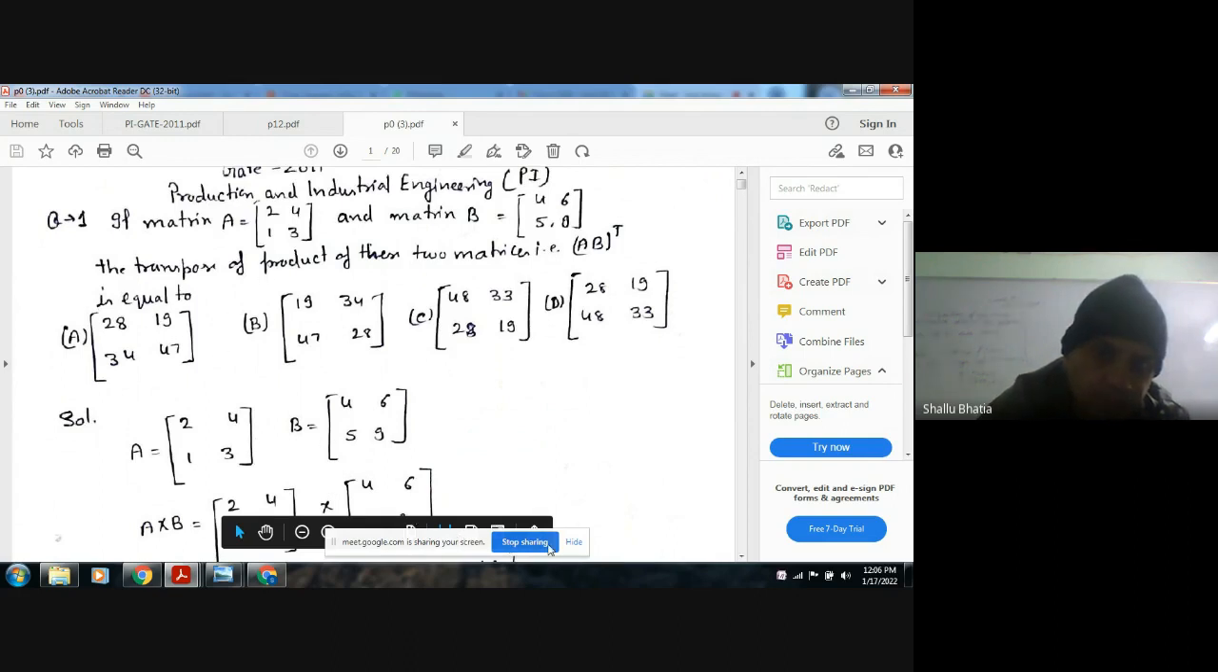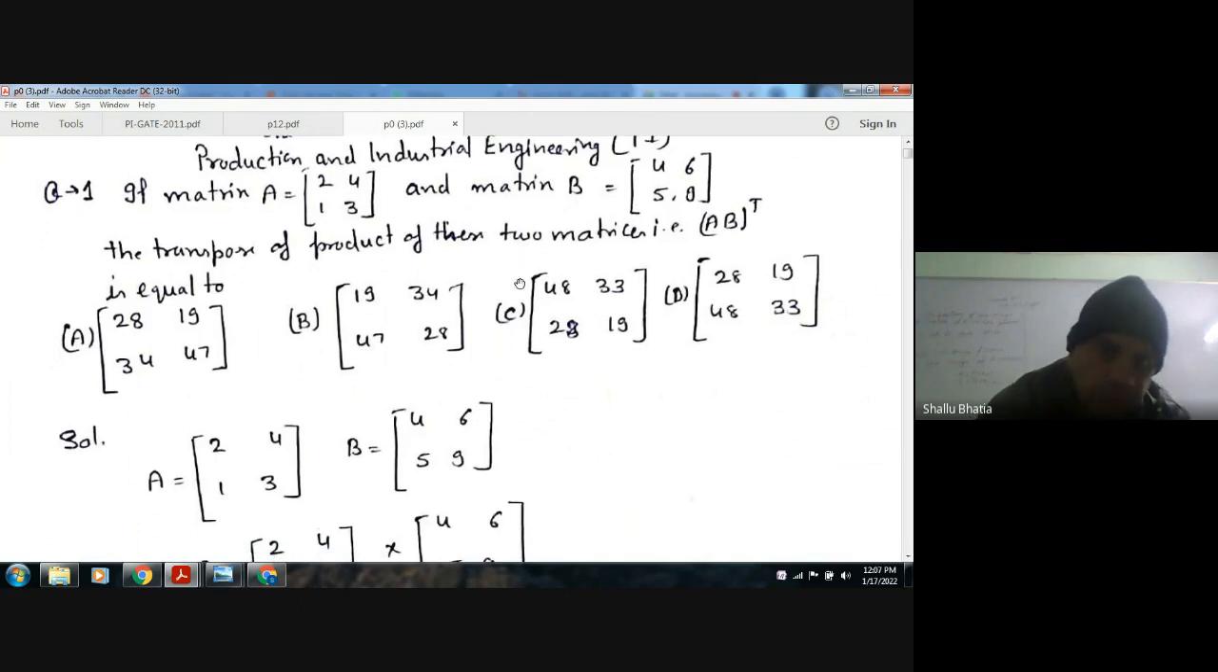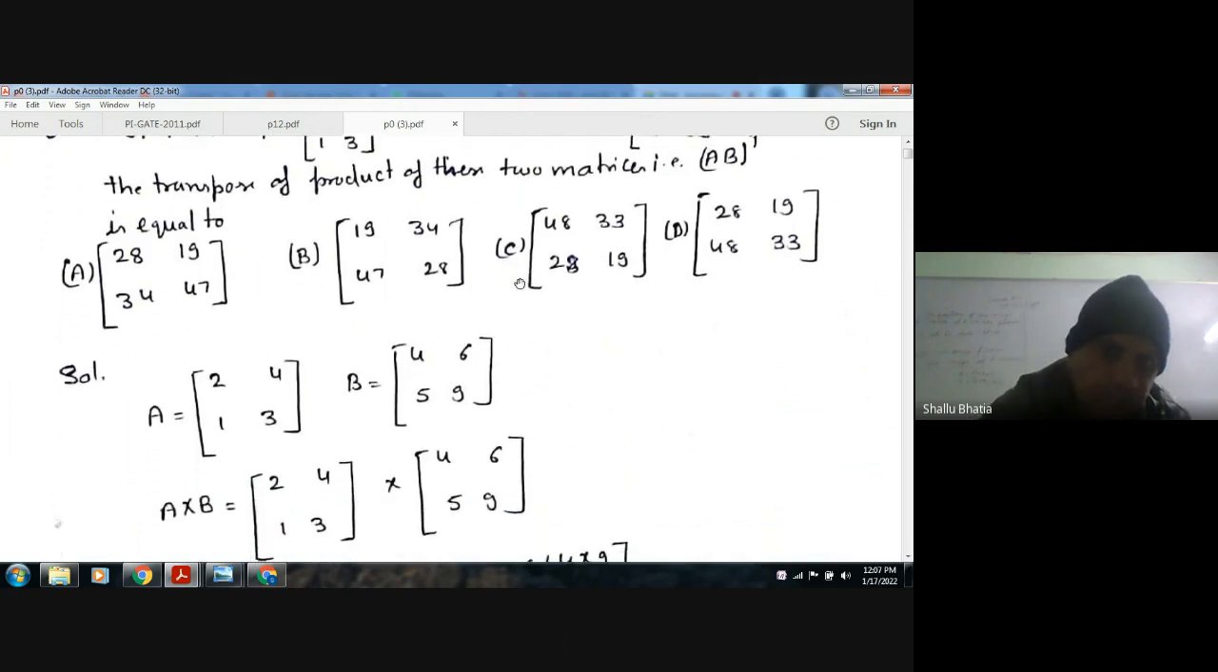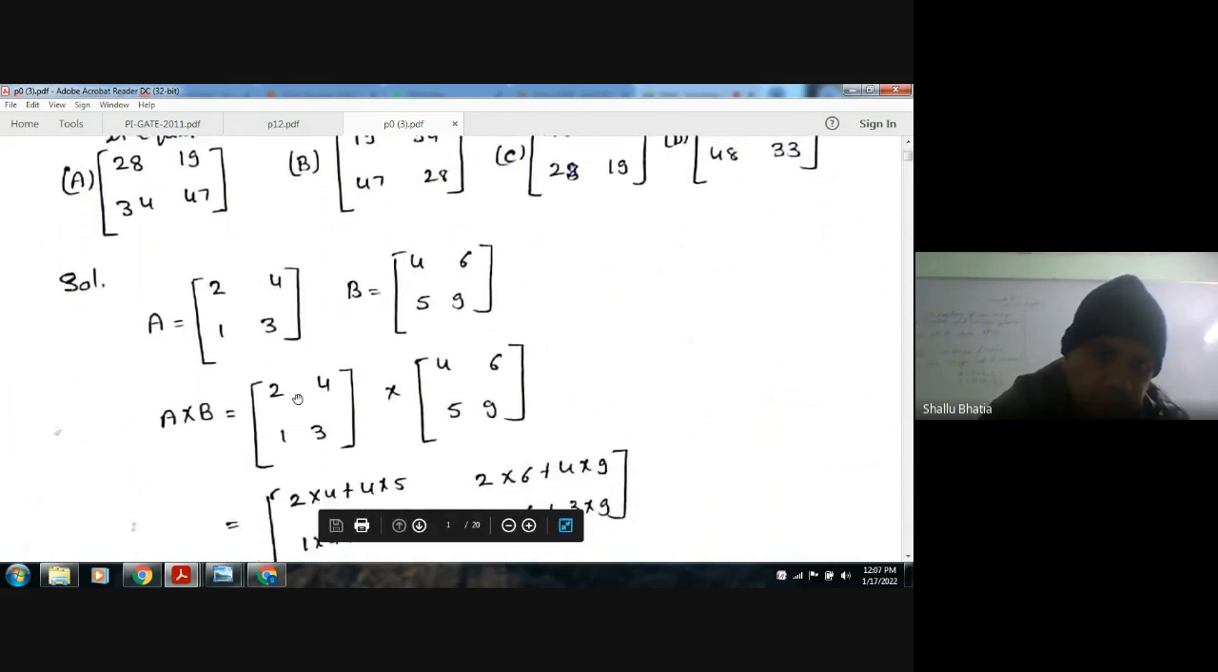So here, this is your A, this is your B. First of all, finding out their product, A into B. The first element is 2 into 4 and 4 into 5, like this.